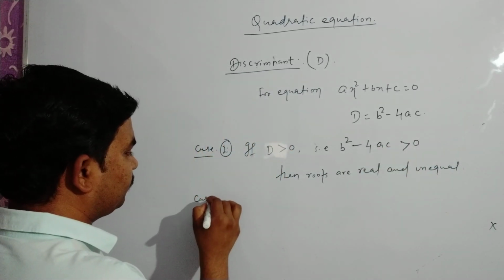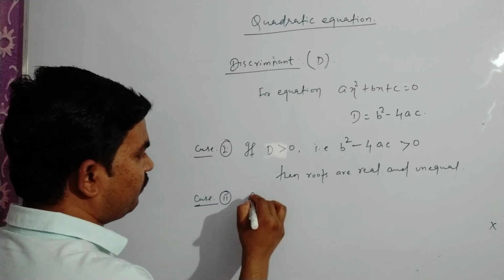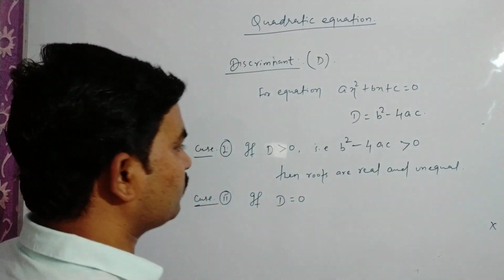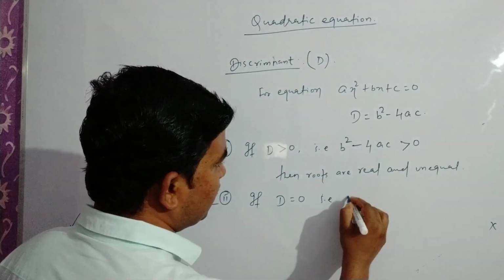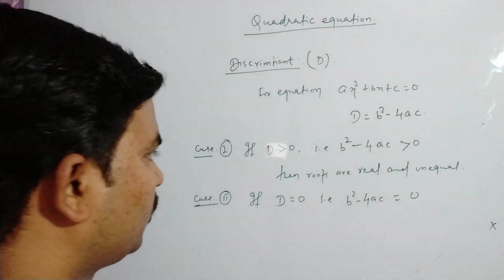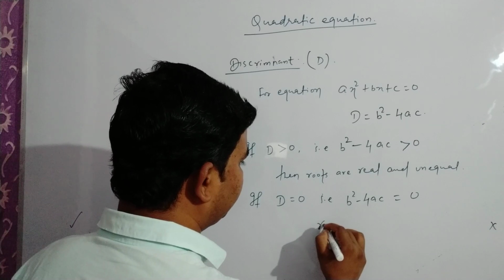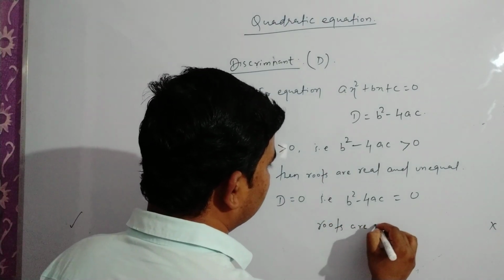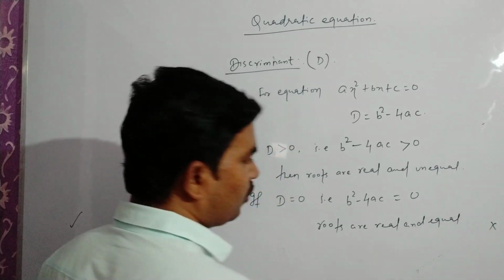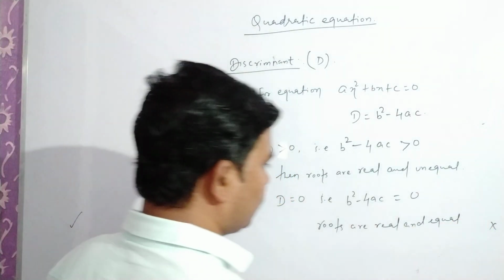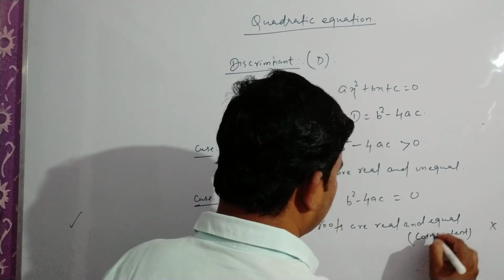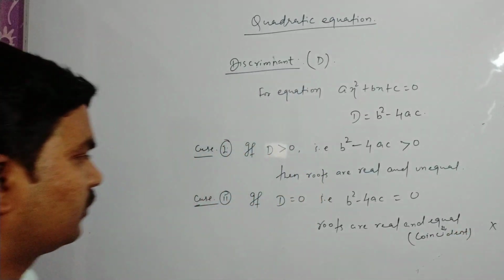Case 2: if D equal to 0, suppose that the value of D comes out to be 0, that is b square minus 4ac equal to 0, so roots are real and equal. You can also say roots are coincident, or the coincident roots.